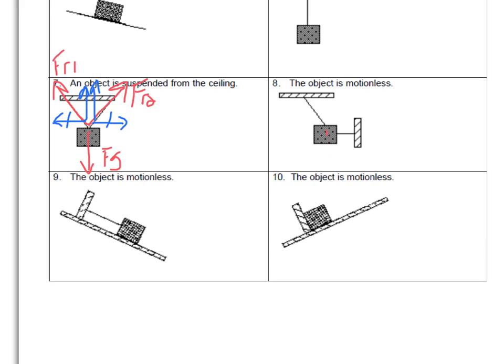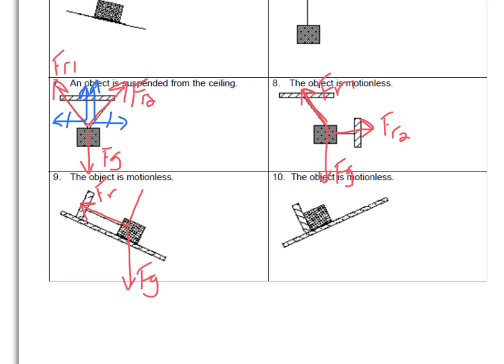So 8, there's gravity, there's a rope right here, so I'll call that rope 1. And then there's a rope right here. I'll call that rope 2. No equality marks because I can't say anything's exactly equal. Number 9, gravity. There's a rope right there.